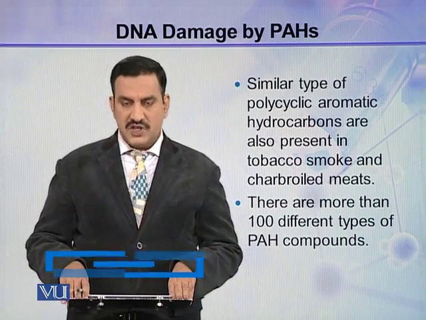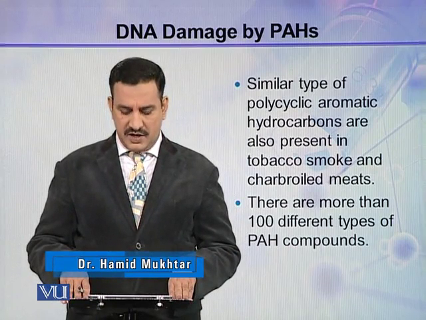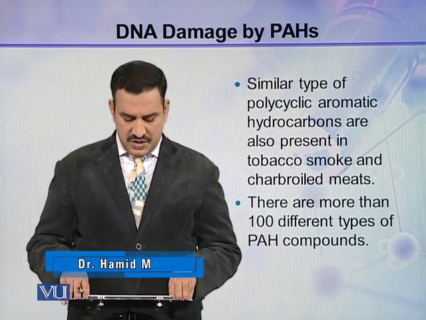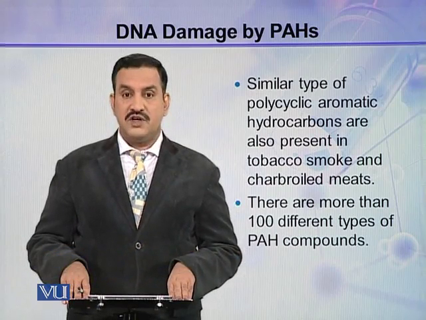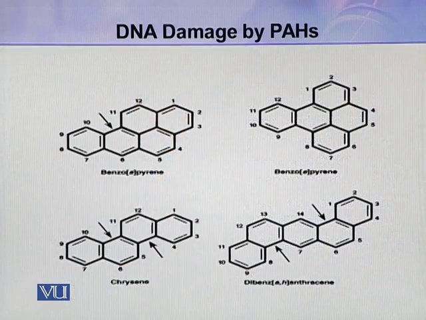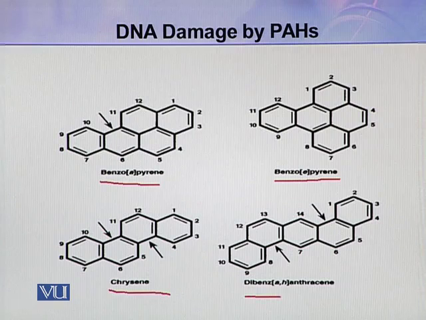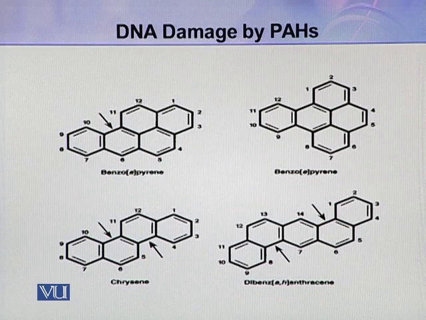Similar types of polycyclic aromatic hydrocarbons are also present in tobacco smoke and charbroiled meats. There are more than 100 different types of PAH compounds present in the environment. So here are some examples. These include benzopyrene, these two are benzopyrene, this is chrysene, and this is dibenzanthracene. These are examples of polycyclic aromatic hydrocarbons which can damage DNA.